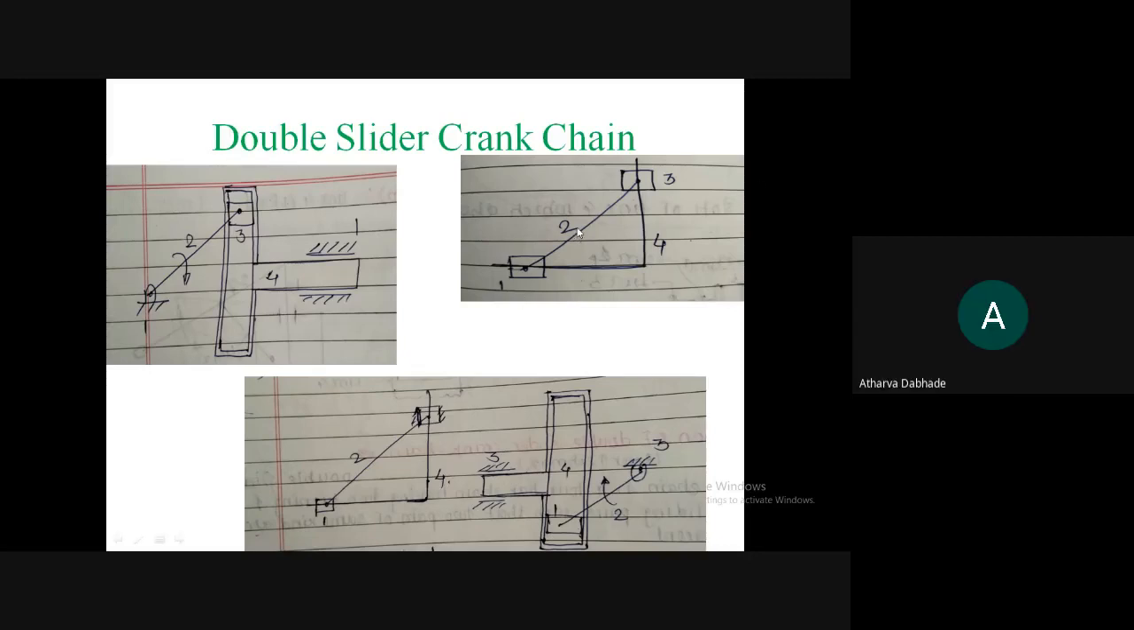Not 2 or 4. You observe carefully. Link number 2 is connected to the sliders by means of turning pairs. So link number 2 with 1, the slider, is connected by a turning pair here. Link number 2 with slider 3 is connected by a turning pair. So link number 2 forms turning pair with 1 and 3, and link number 4 forms sliding pair with 1 and 3. Is it clear? Very simple. I repeat, link number 2 forms turning pair with link number 1 and 3. Link number 4 forms sliding pair with 1 and 3. Clear or not?